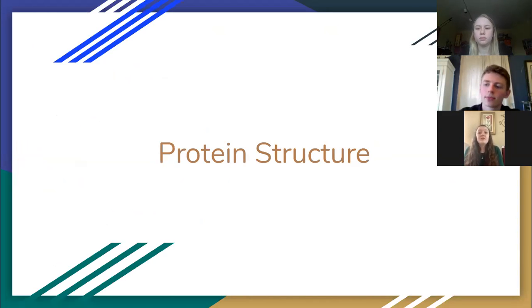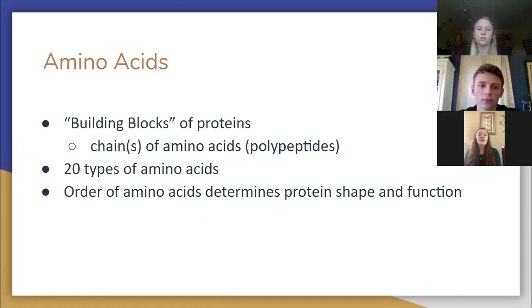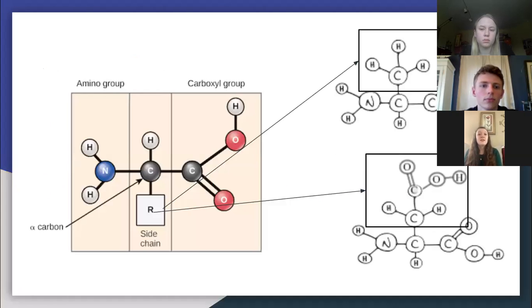So protein structure is a very important part of our project as a whole. The building blocks of proteins are called amino acids, and they are formed in a chain of polypeptides. There are 20 types of amino acids, and these acids determine the protein's shape and function. This diagram is showing us the structure of an amino acid broken up into the amino group and a carboxyl group with a side chain.